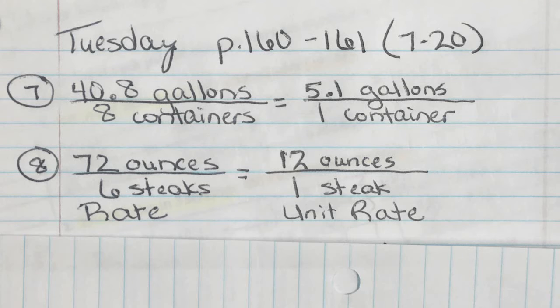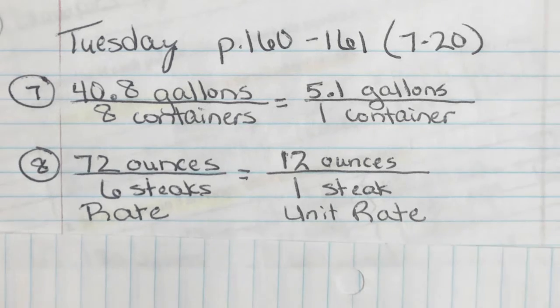So they gave us 40.8 gallons to 8 containers. You've got to stop before you do any of these and ask yourself, what do they want one of? Do they want 1 gallon or 1 container? If 1 container is what they want, the 1 has to go on the bottom. Now, throughout this, some of you might get the wrong answer. If you don't have the 1 container on the bottom or the 1 steak on the bottom, your math is going to be wrong because you will have divided the wrong number by the wrong number. Okay?